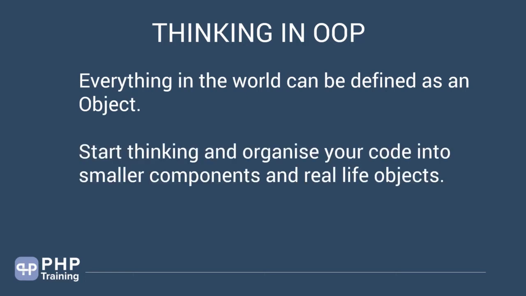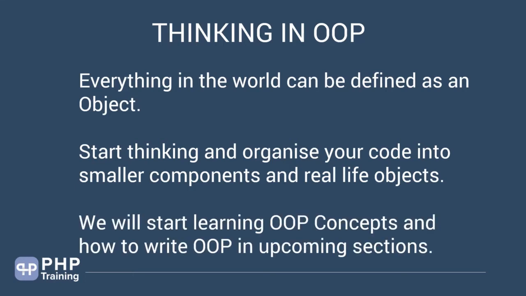Start thinking and organize your code into smaller components and real life objects. This is step one before you actually open up the editor and start typing. You have to take a step back in OOPs and sit down and say, okay, let me organize my code logically. How do I write into components and how do I define them as real life objects? We will start learning OOPs concepts and how to write OOP in the upcoming sections. There are a bunch of concepts available to understand, but you have to start thinking in OOPs. That's the main concept I want you to understand.